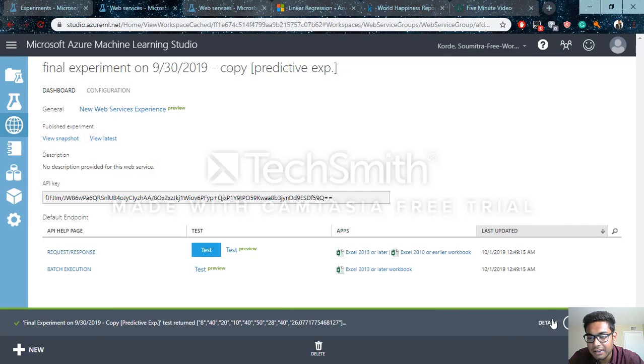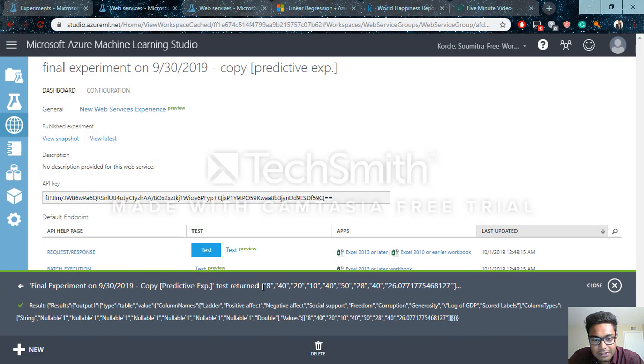As we can see, the parameters that we inputted provide an output of life expectancy of 26.07777, which is really low, and we can say that our model is predicting well.